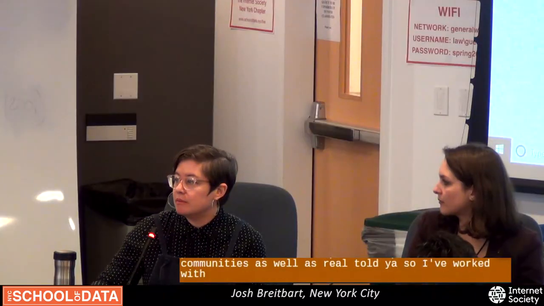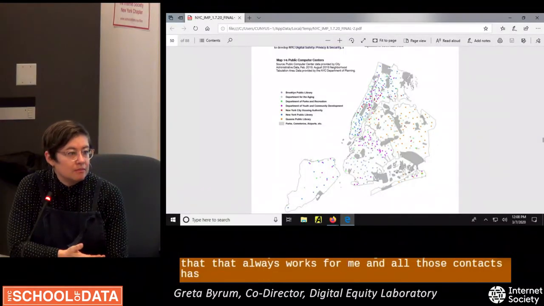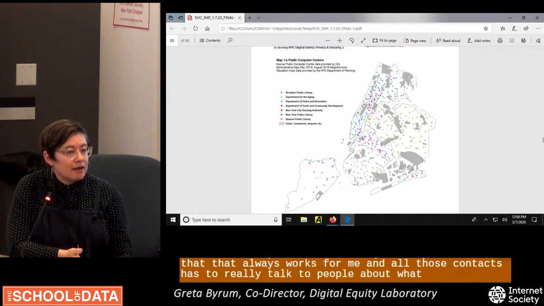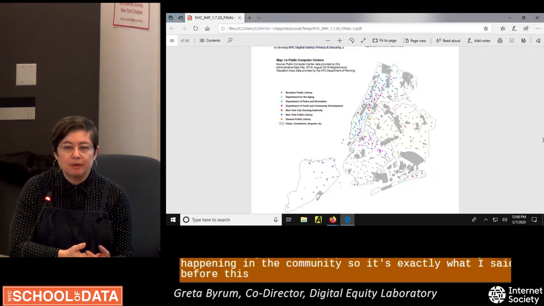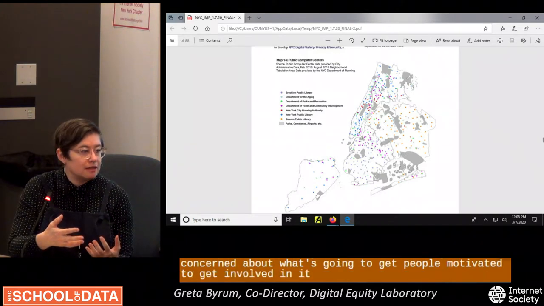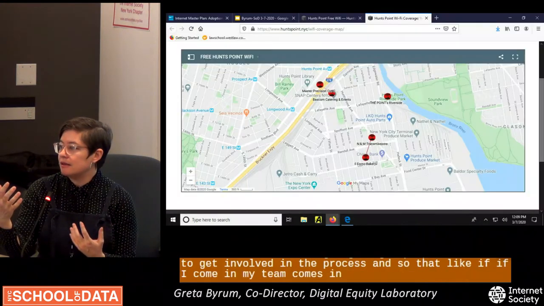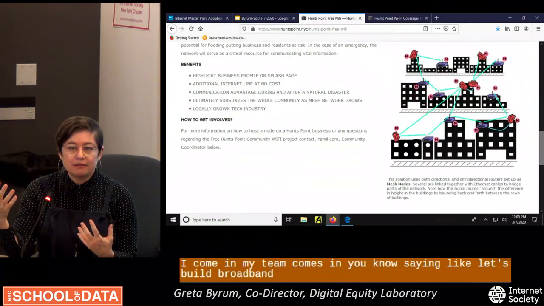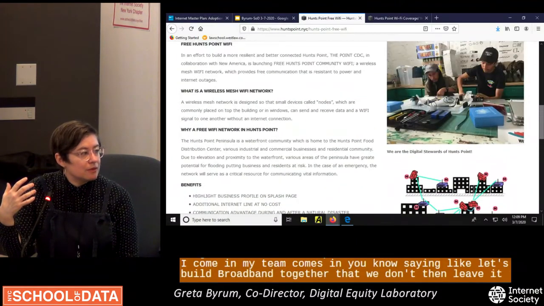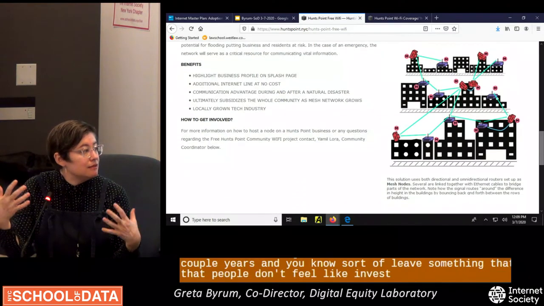I've worked with urban and rural communities to build local broadband, and the rule that always works for me in all those contexts is to really talk to people about what's already happening in the community. It's exactly what I said before: what are people concerned about? What's going to get people motivated to get involved in a process? If my team comes in saying, let's build broadband together, we don't then leave in a couple of years and leave something that people don't feel invested in and don't feel like they own locally.